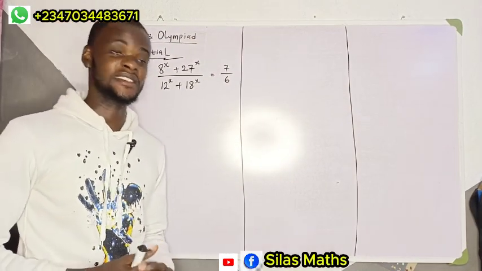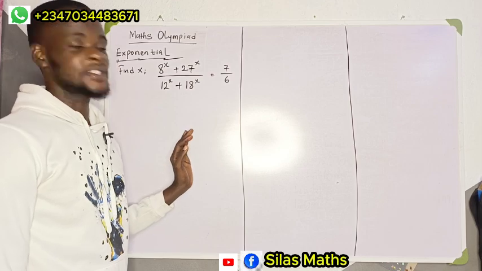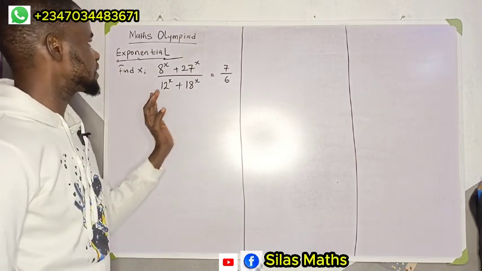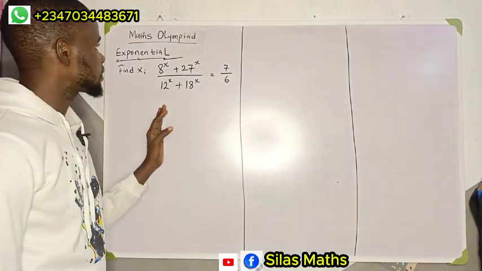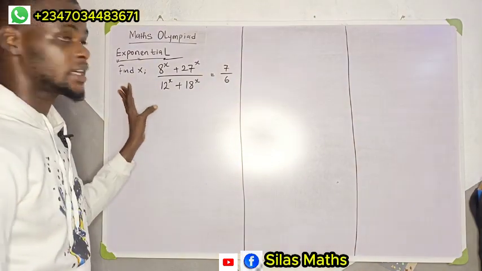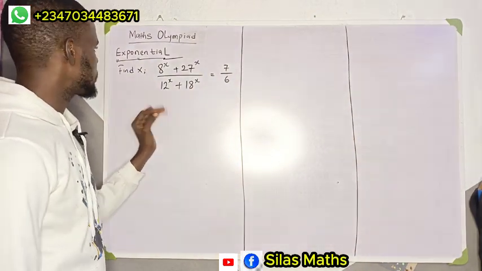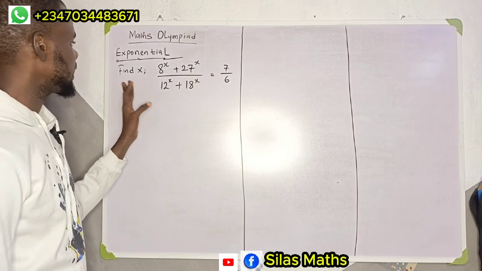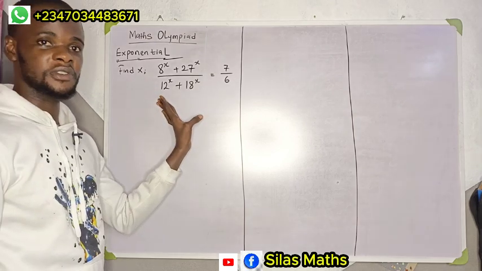My name is Mr. Silas, and today we are going to be looking at a problem on the board from the Math Olympiad, and it's under exponentials. The question reads that we should find x given this expression over here.